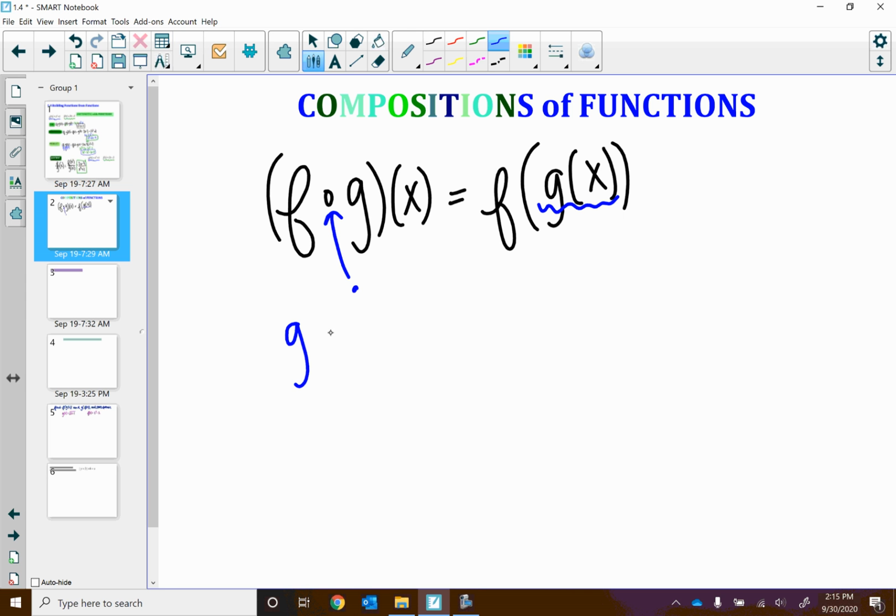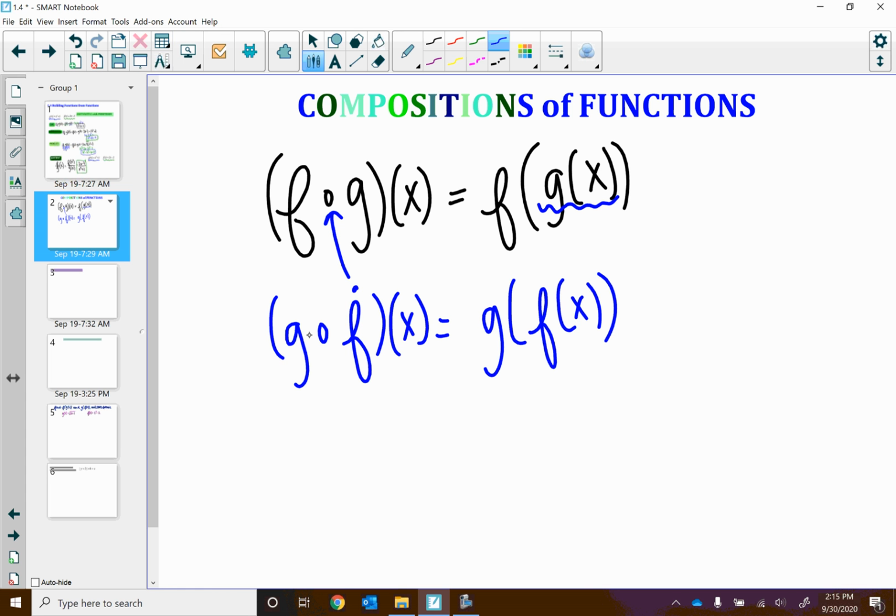And if it was, of course, g circle f of x, this is g composed with f of x. Notice the order from left to right is what we are doing from left to right here. We are going to do an example of this in class. So get excited for that.